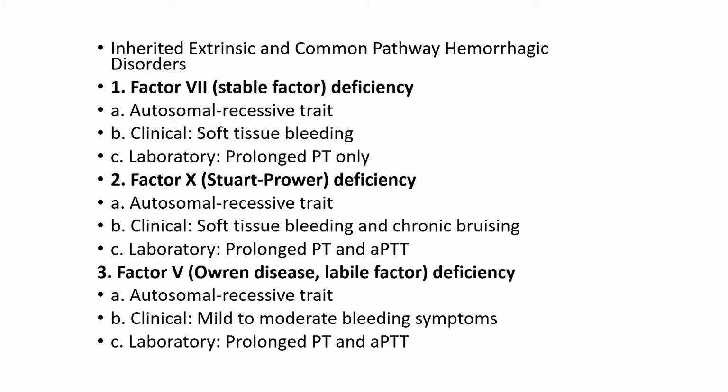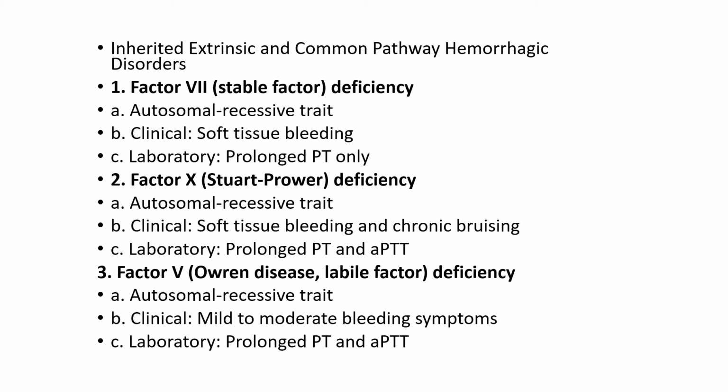Right, so let's talk about individual deficiencies of the clotting factors. Factor 7 or stable factor deficiency. This is autosomal recessive. Clinical manifestation is soft tissue bleeding and PT is prolonged. Factor 10, Stewart-Prower factor deficiency. Again, this is autosomal recessive. There may be soft tissue bleeding and chronic bruising. There may be prolonged PT and APTT, so that means it's affecting both the extrinsic and the intrinsic pathway, common pathway.